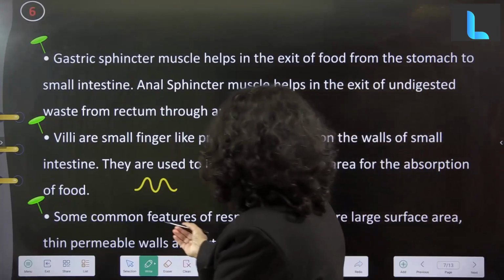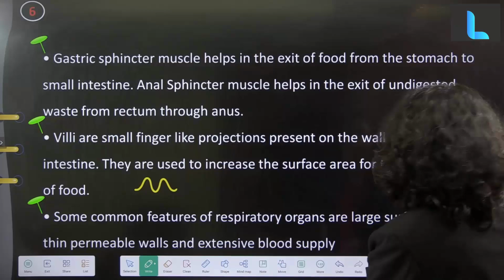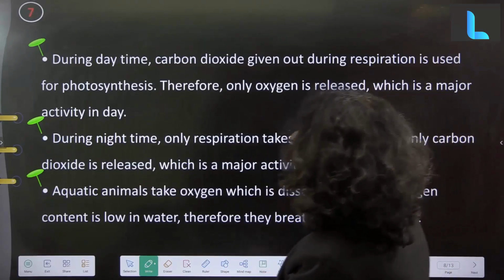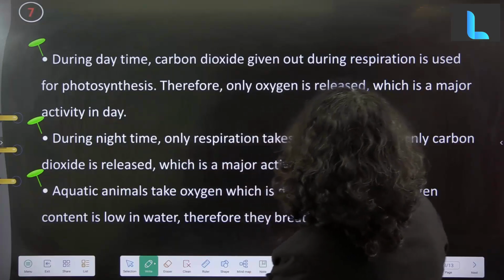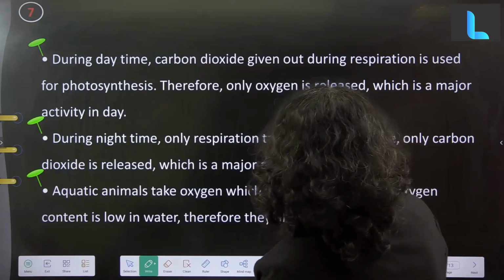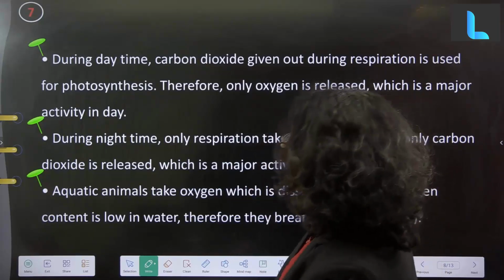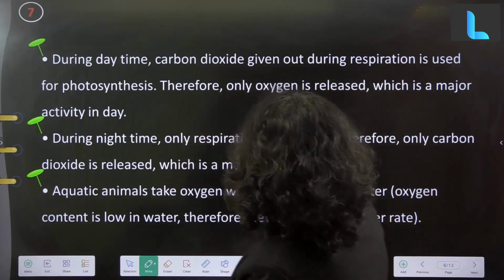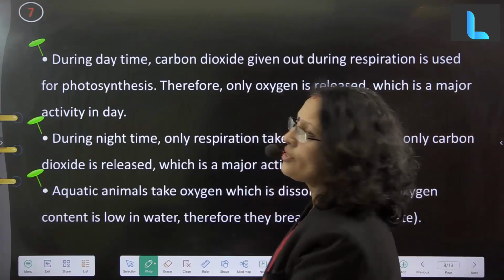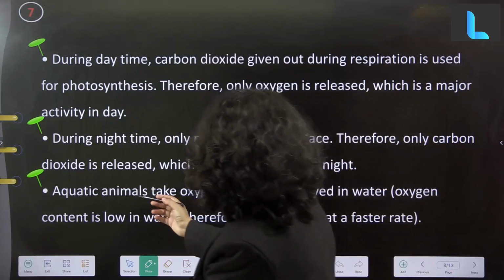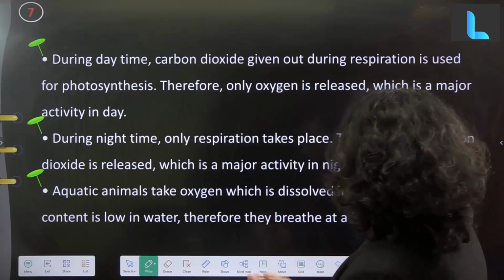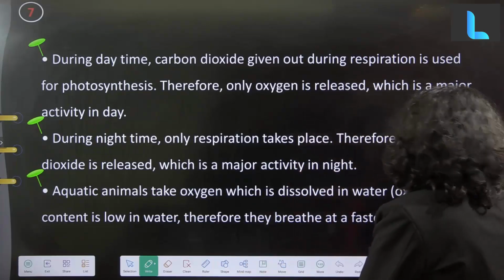Okay, some common features of respiratory organs are a large surface area, thin permeable walls, and extensive blood supply. During daytime, the carbon dioxide given out during respiration is used for photosynthesis, therefore only oxygen is released, which is the major activity in the day. During night time only respiration takes place, therefore only carbon dioxide is released, which is the major activity at night. Aquatic animals take oxygen which is dissolved in water. Oxygen content is low in water, therefore they breathe at a faster rate.